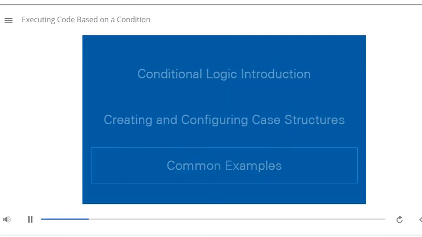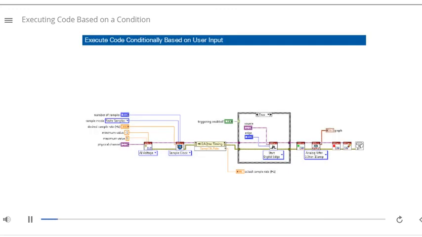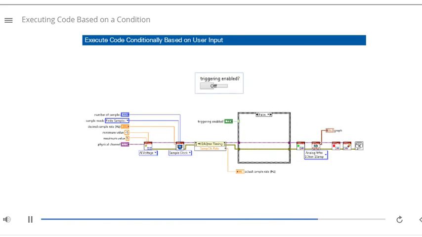If you want to execute code based on user input, you can wire a control terminal to a case structure. In this example, if the user sets the triggering enabled control to true, then the VI will execute the DAQmx triggering VI to set up this task and wait for a trigger. If the user sets the triggering control to false, then the VI will not execute the DAQmx triggering VI, so the task will not wait for a trigger.